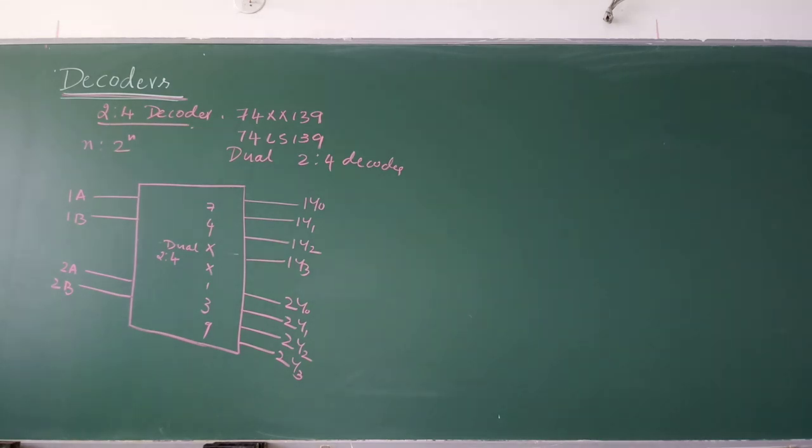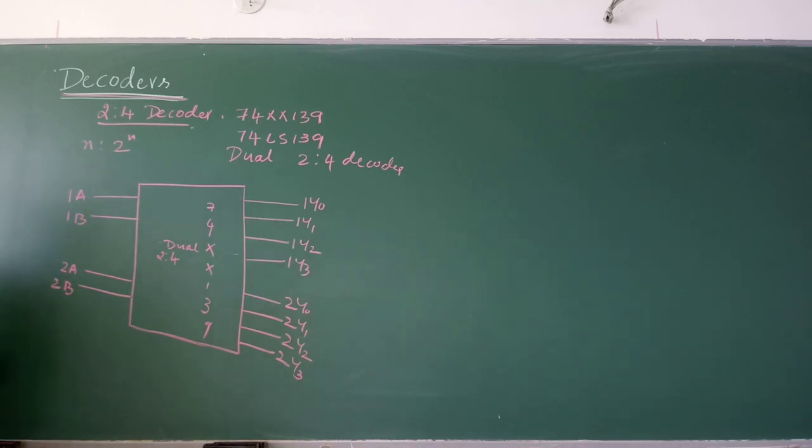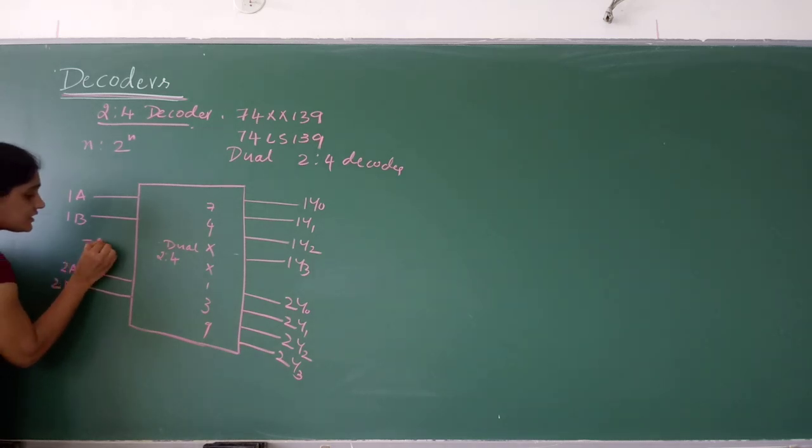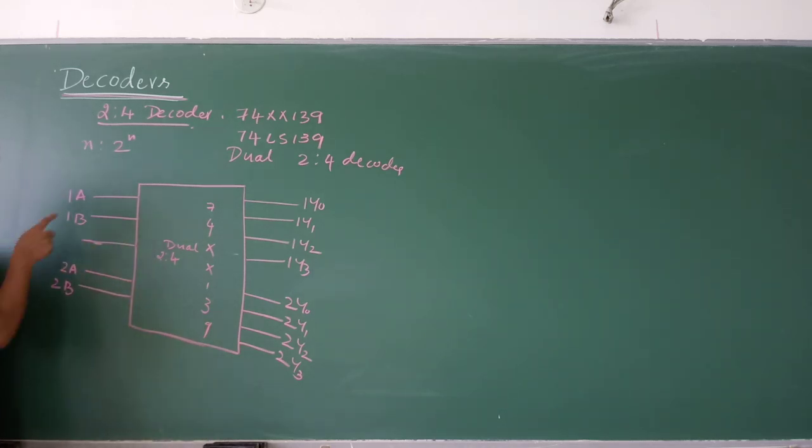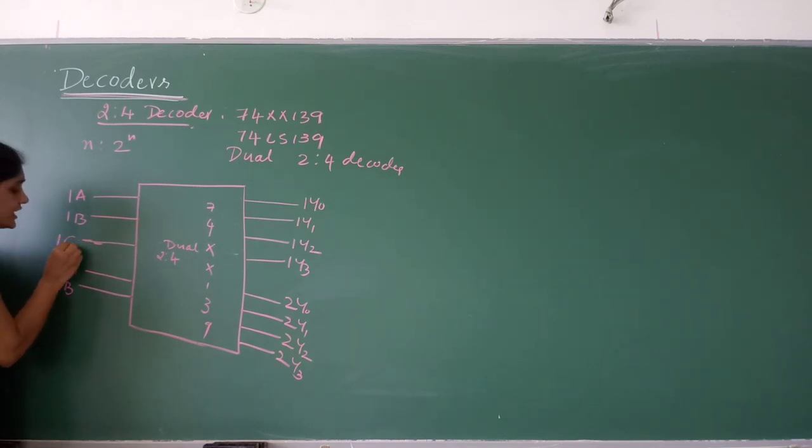Now along with these inputs we also have one more input. What is that? Enable input. Just see here. This is the enable input for the first decoder. Let me call it 1G.